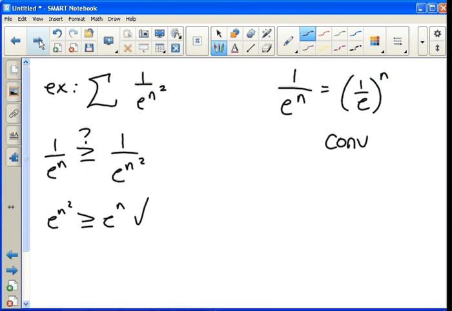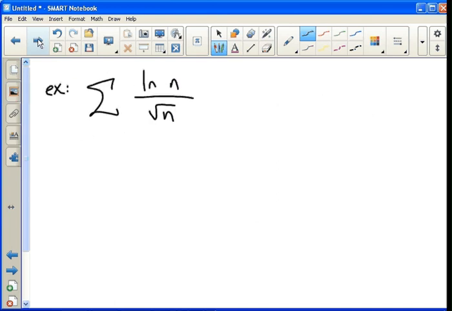One more example. We have the natural log of n over the square root of n. This is similar to a p-series. It's not actually a p-series, but it's similar to a p-series. 1 over the square root of n. Okay, and we know 1 over the square root of n diverges, so let's see if this one's more helpful to us this time than it was last time. So diverges, we want to see if it's less than or equal to the other one, because if the smaller one diverges, the bigger one diverges.